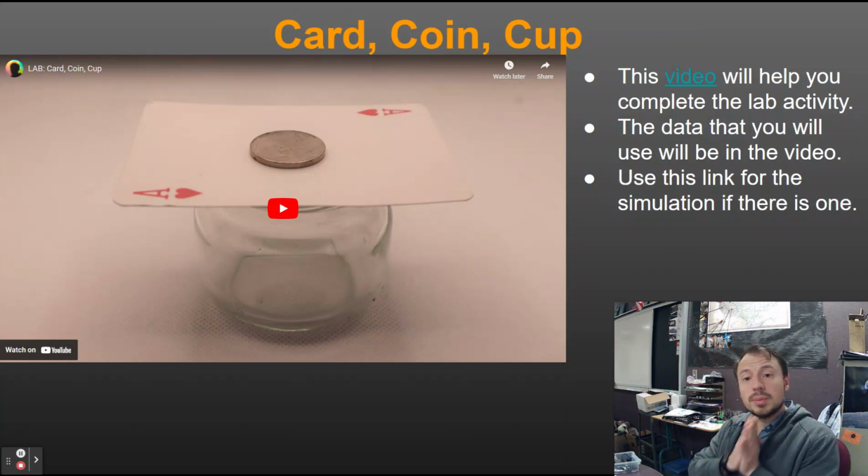Now, it's because you are applying a force to the card, not the coin. The coin has inertia, and it's at rest. It has the tendency to stay at rest. That card goes out from underneath it. That coin stays at rest and will eventually fall into the cup after the card has left.